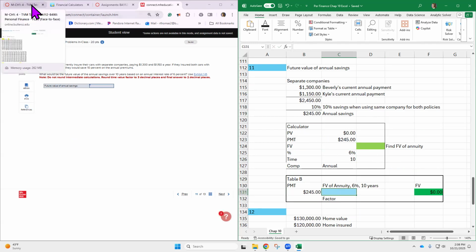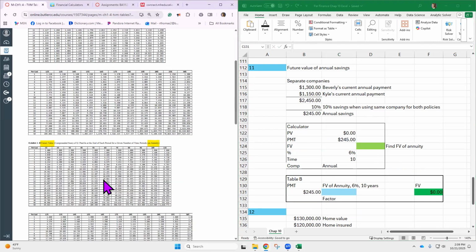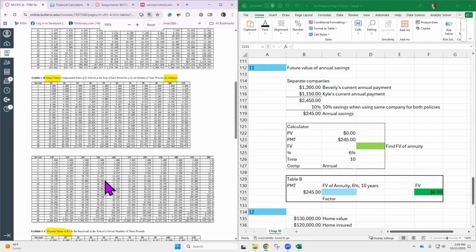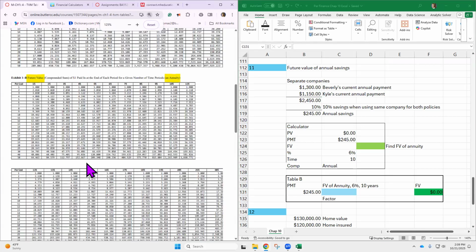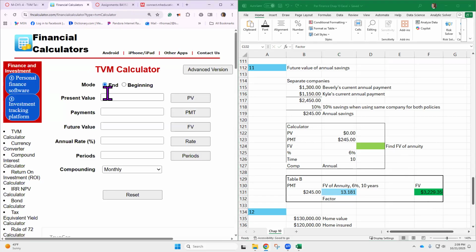Okay, so I think I've got the table open. It's table B for future value of an annuity. We're looking at 6% for 10 years, 13.181. Okay, so it looks like it will grow to $3,229.35. Let's test it with the calculator.